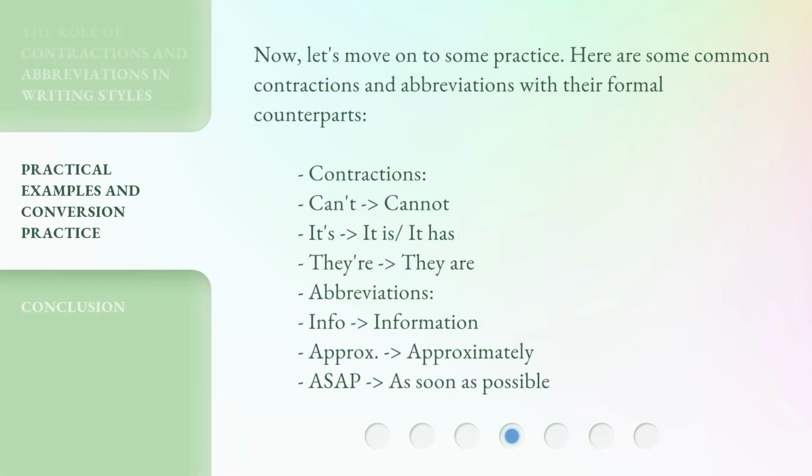Now, let's move on to some practice. Here are some common contractions and abbreviations with their formal counterparts. Contractions: can't to cannot, it's to it is, it has, they're to they are. Abbreviations: info to information, approx. to approximately, ASAP to as soon as possible.